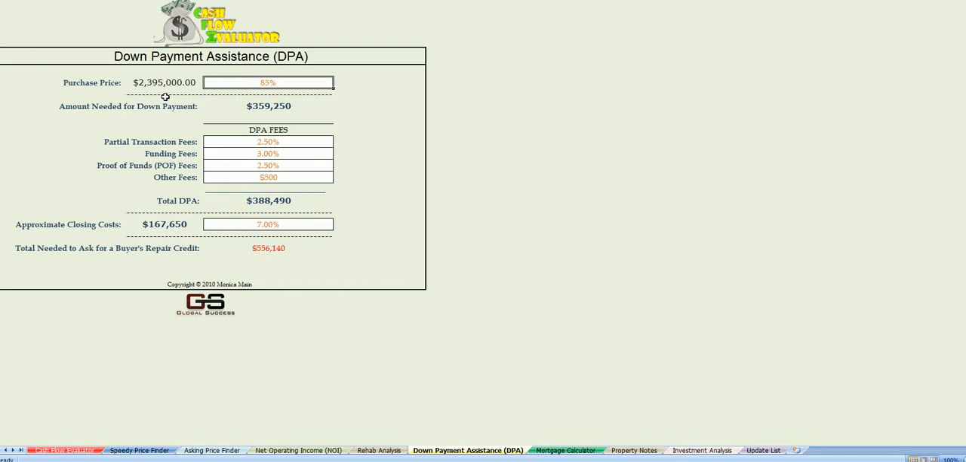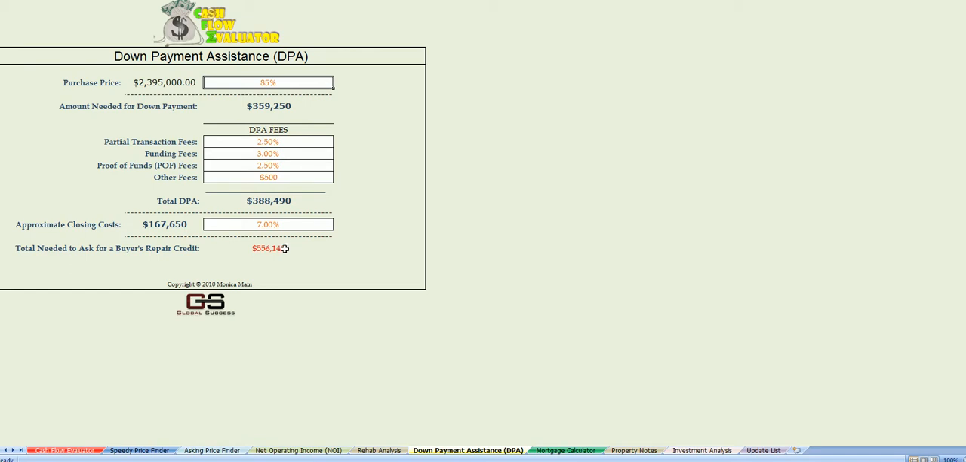Instead of me having to go into detail on this video, I'm just going to briefly tell you that we have the tab here, and it shows you the bottom line number that you have to ask for in your offer as a buyer's repair credit. And again, the property owner has to have this in equity because it's coming out of their equity.